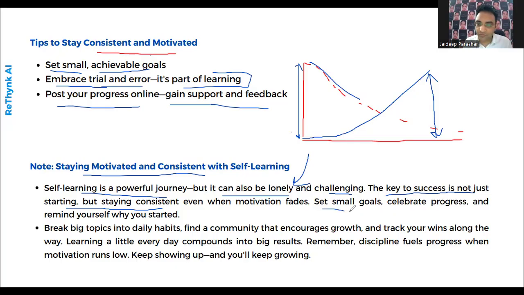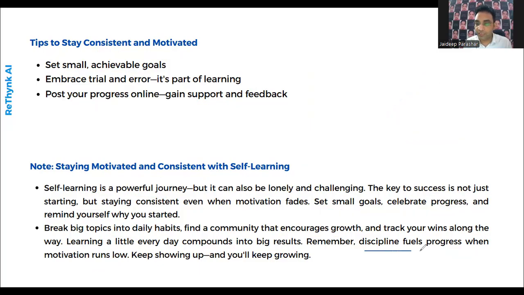So set small goals, celebrate progress, and remind yourself why you started. Break big topics into daily habits, find a community that encourages growth, track your wins along the way. Learning a little every day compounds into big results. Remember, discipline fuels progress when motivation runs low. Let me read this line again. Discipline fuels progress when motivation runs low. Keep showing up and you will keep growing.